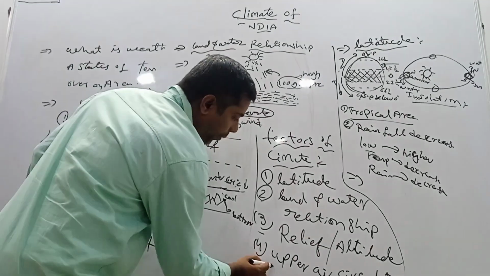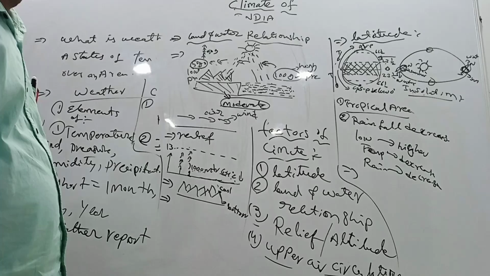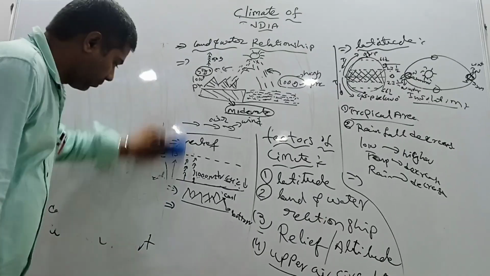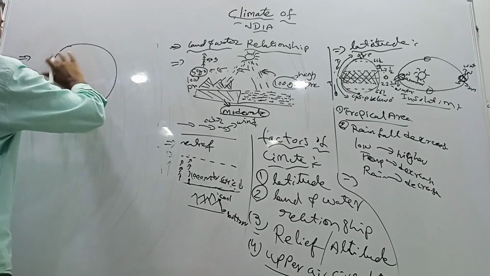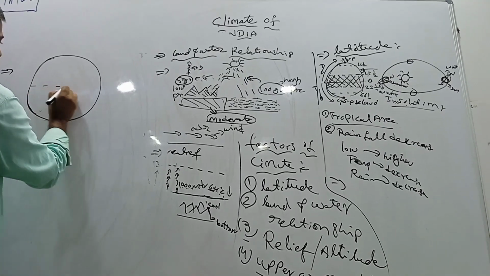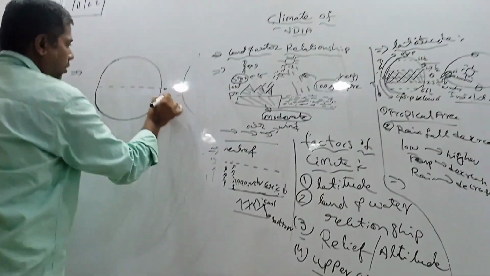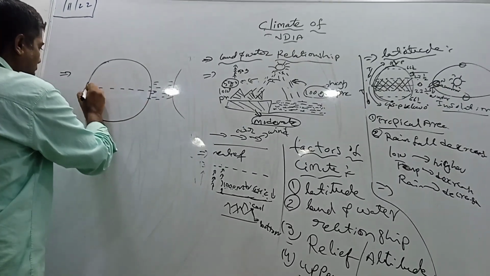And the third one is upper air circulation. Now we discuss upper air circulation. Now listen. This is the earth. On this earth, this is the equator. The sun rays are always vertical at the equator.